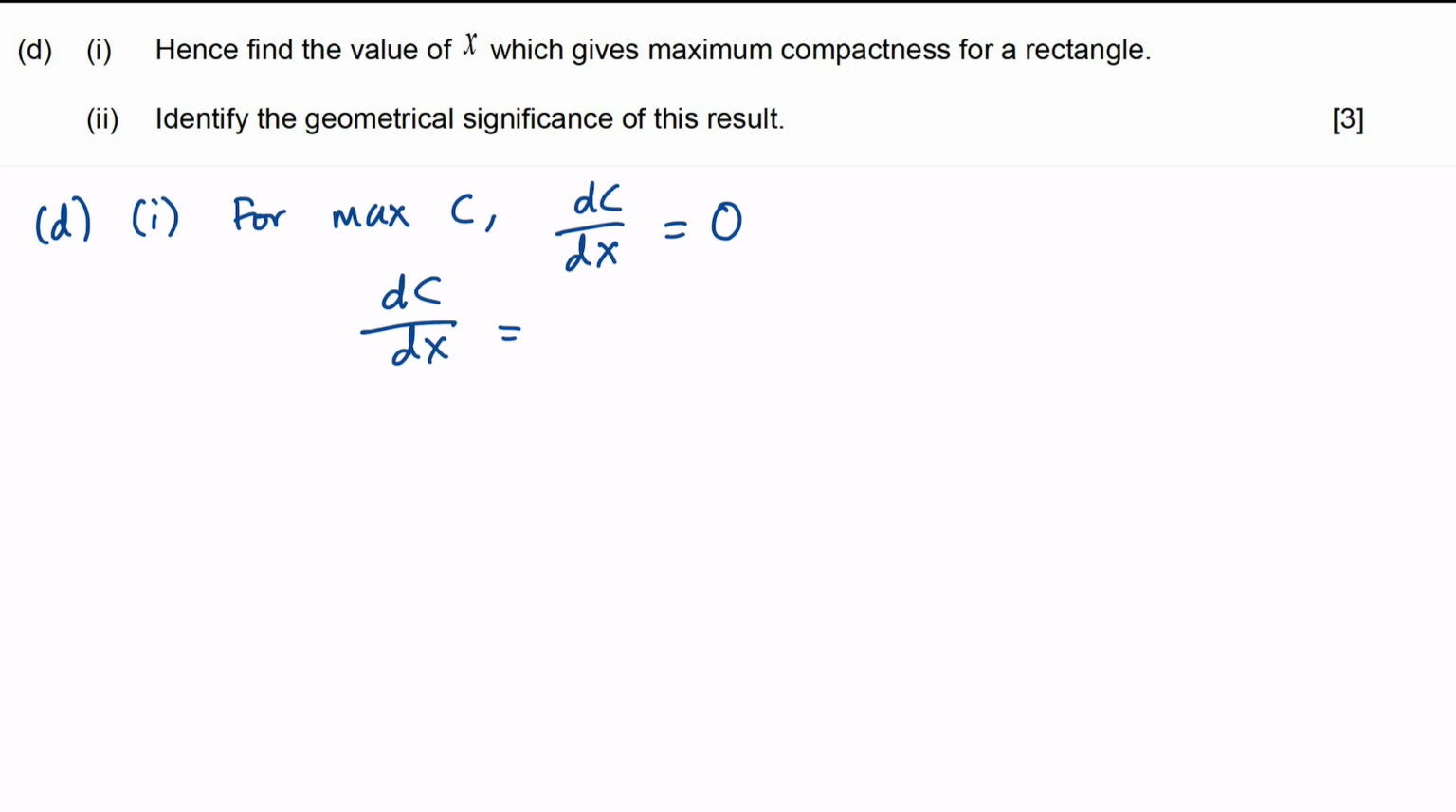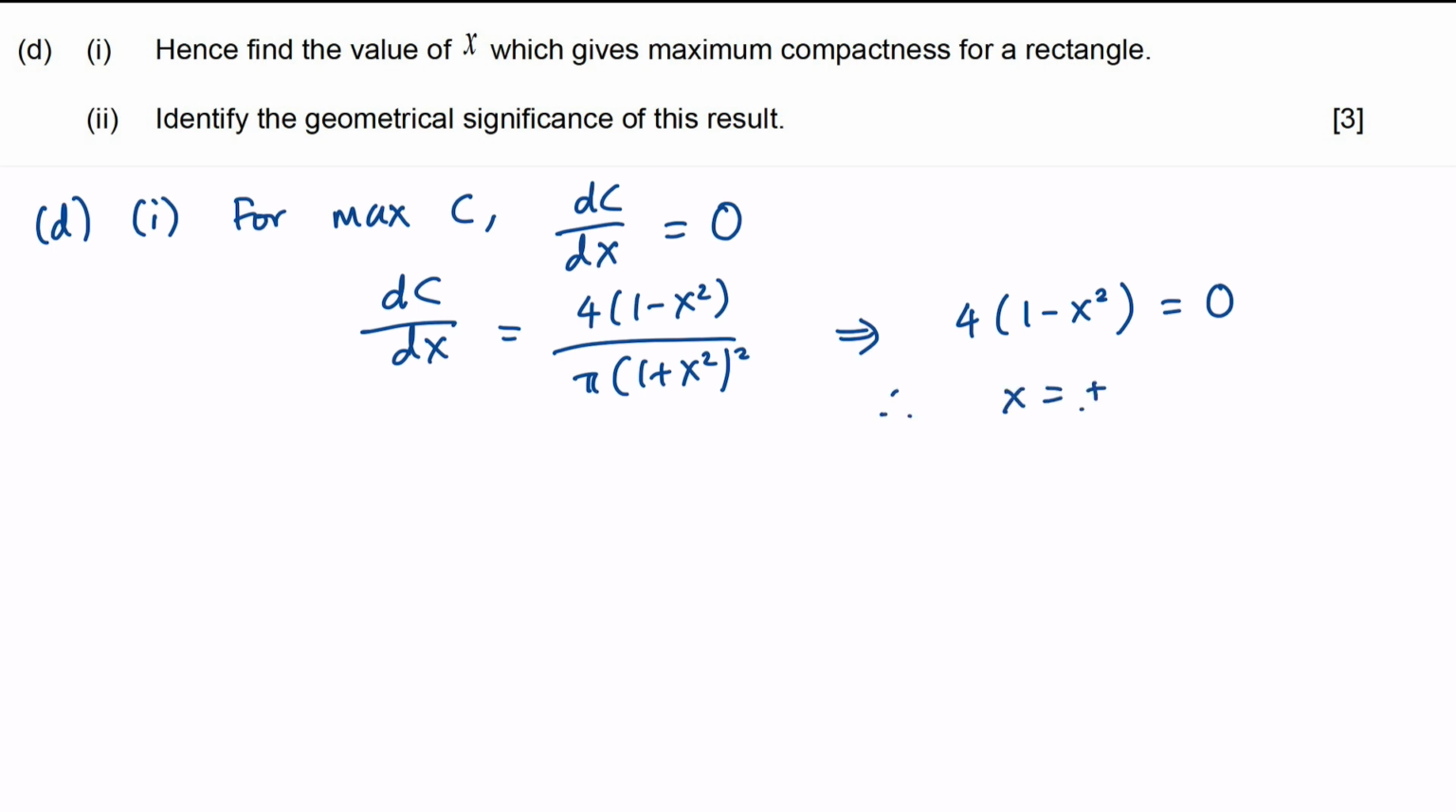So dC/dx being 4 times (1 minus x squared) over pi times (1 plus x squared) squared would mean that the numerator 4 times (1 minus x squared) must be 0. Therefore x is plus or minus 1. They want the value of x, and x being the length of a rectangle has to be positive, so x equals 1. This is the only answer that you need, and this gives the maximum compactness.